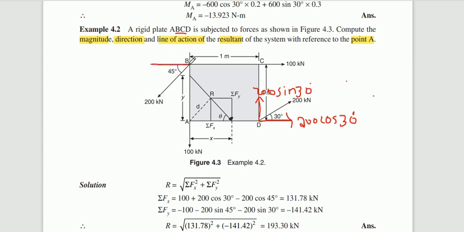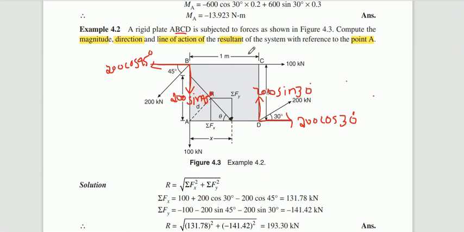So you have to resolve the force like this. Again, 200 cos 45 is the horizontal component, and 200 sin 45 is the vertical component. This is similar to the previous problem. Those who still have doubts regarding this type of problem, just concentrate here. So first you have to resolve.